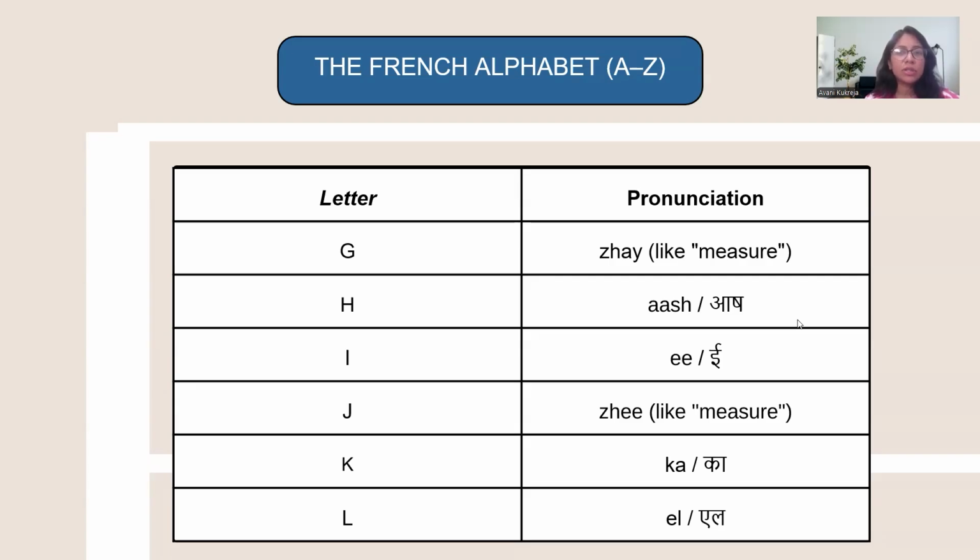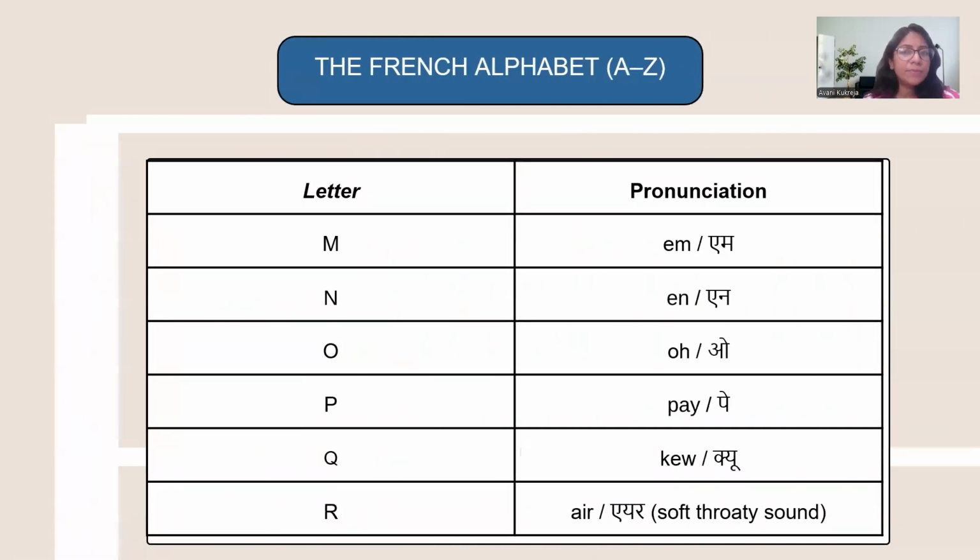Everyone, Ash. I in French is E. J, however, is G. Everyone, G. K is Ka. L in French is L. M is M. N is N. O is also O. P, however, is P. Once again, P.